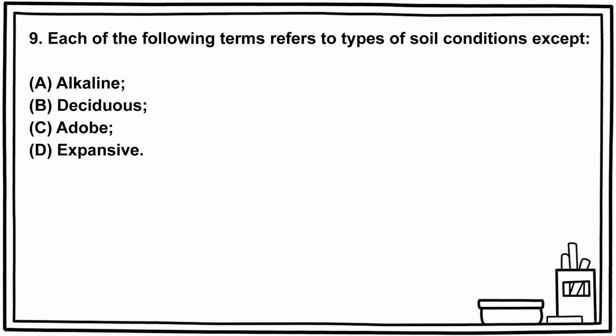9. Each of the following terms refers to types of soil conditions except: A. Alkaline. B. Deciduous. C. Adobe. D. Expansive.